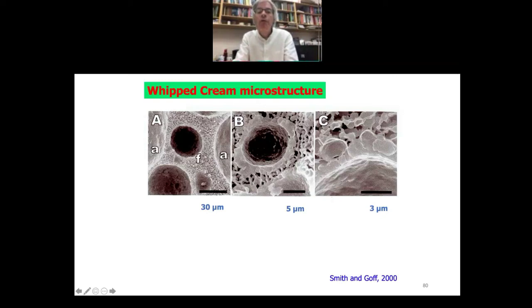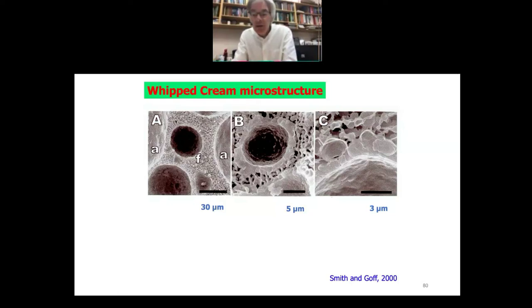So you can see that microstructure here. These are air bubbles here and here in whipped cream. You can see the fat globule layer all the way around the air bubble. And you can also see a lot of coalesced fat droplets that link those air bubbles together and build up those networks. And this is how we get a stiff, spoonable product from whipped cream.